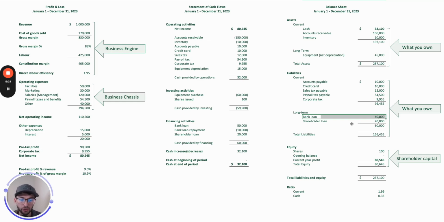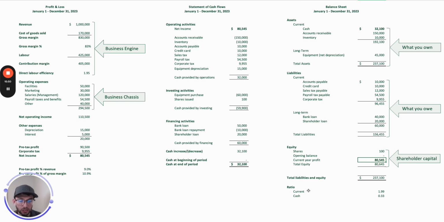And often you would see a portion of this in current as well, because there's usually going to be one portion that's current and then a portion of the loan that is beyond 2 years. We have the shareholder loan, as there's unlikely to be any requirements for the business to pay that back. And then that gets us to the remainder, the equity.